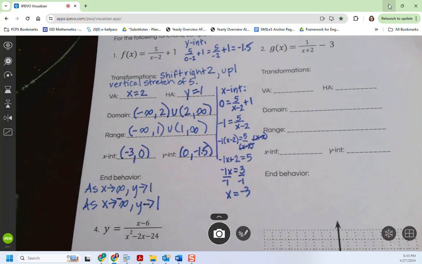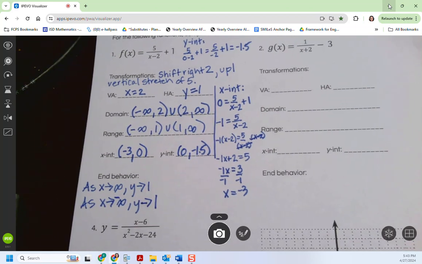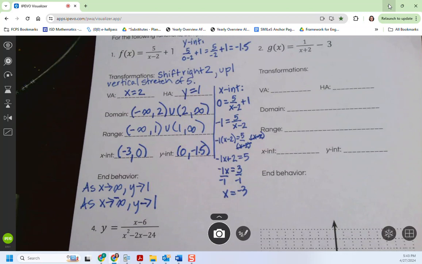All right, the next one should be done in the same way, and if you weren't sure how to do this first one and you watched the video, try to do the next one before watching the video.